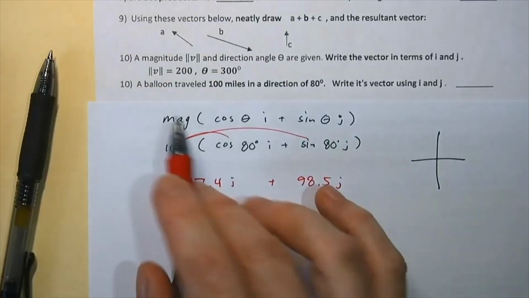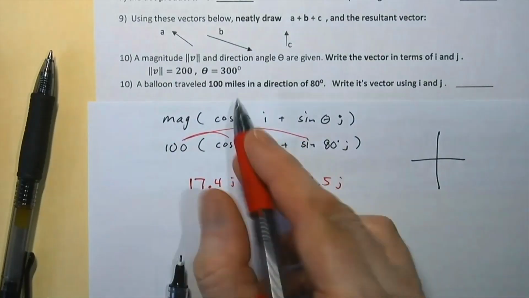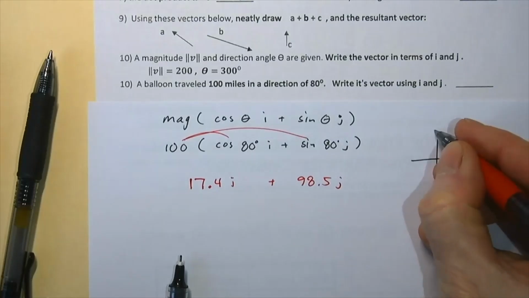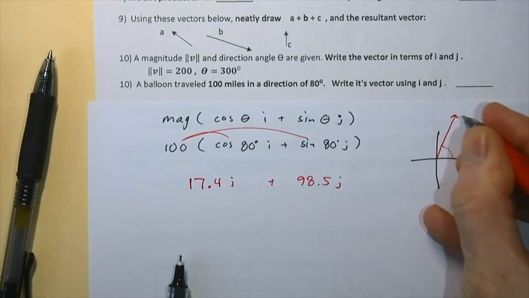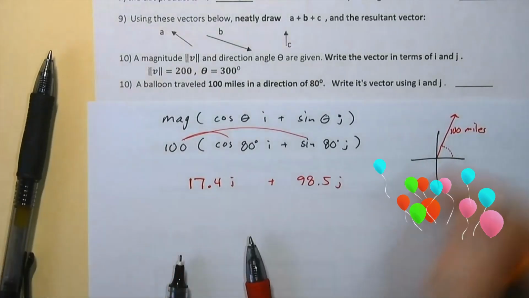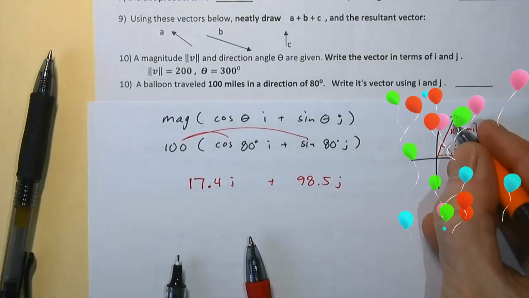Okay, number 10. I got a 10 again. You know why? Same question. You go 100 miles in a direction of 80. You want to draw it? Let's see, 80 is about here because there's 90. You go way over here. You travel 100 miles in your balloon. So how much did you go over and up? Looks like it went over a little bit and up a lot.